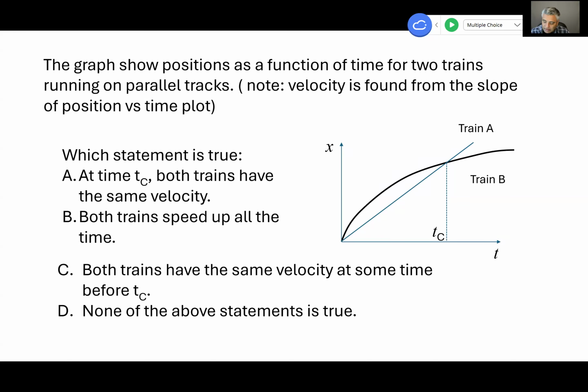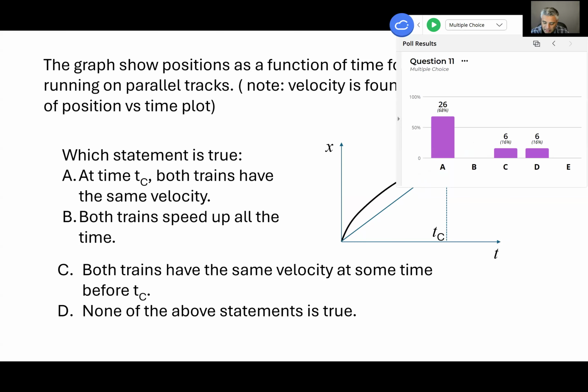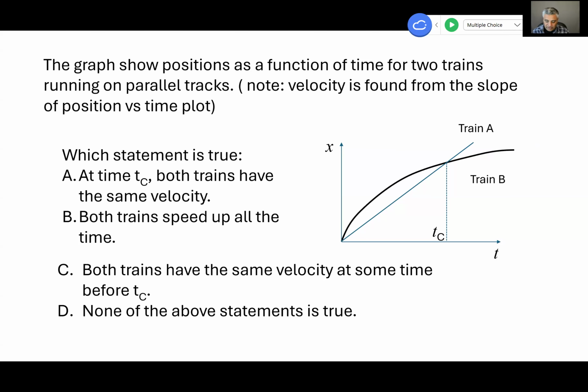Let's see what we got. So mostly A. Okay, let's think about A. Which statement is true? At time t equals tc, both trains have the same velocity. I can see they have the same position.